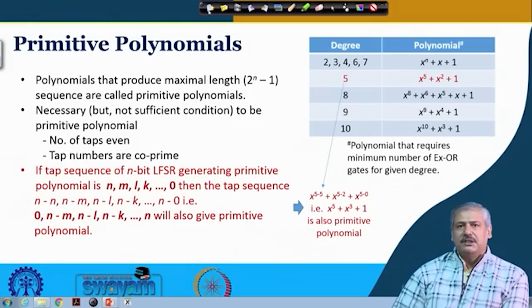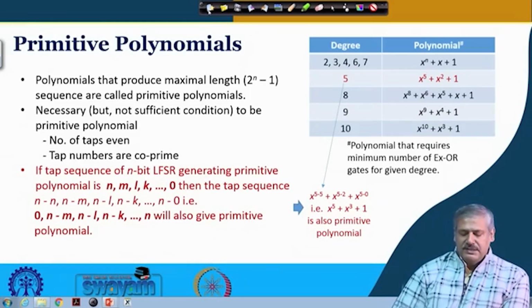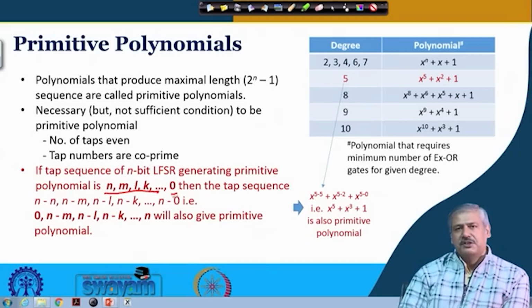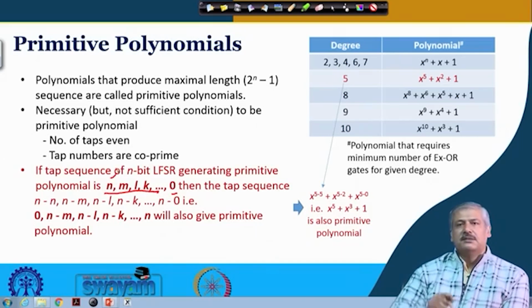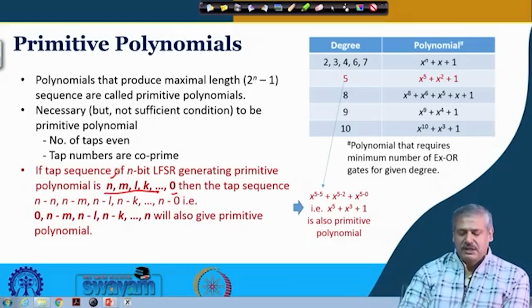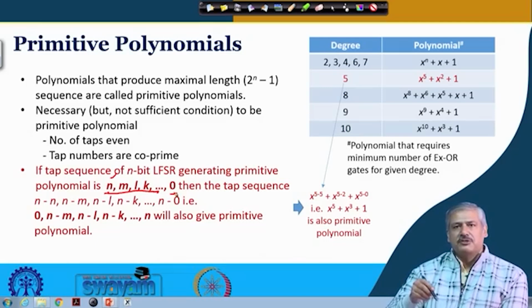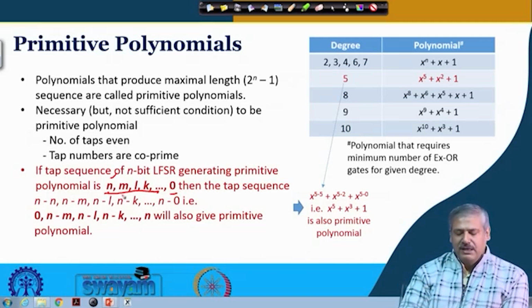The other important thing here is if the tap sequence of an n-bit linear feedback shift register generating a primitive polynomial is n, m, l, k and 0. N means that if it is degree 8, the last flip flop, that is n, and 0 is the input that is coming here, x to the power 0. So, n and 0 are there, and in between these are the different taps.